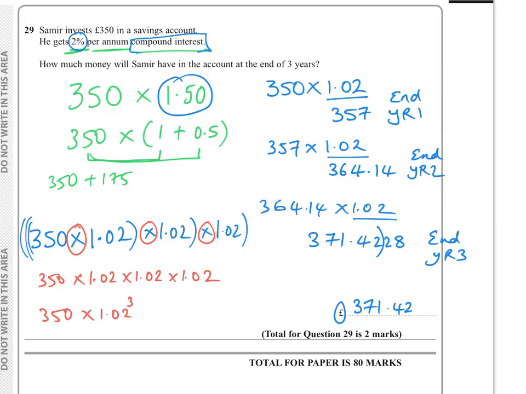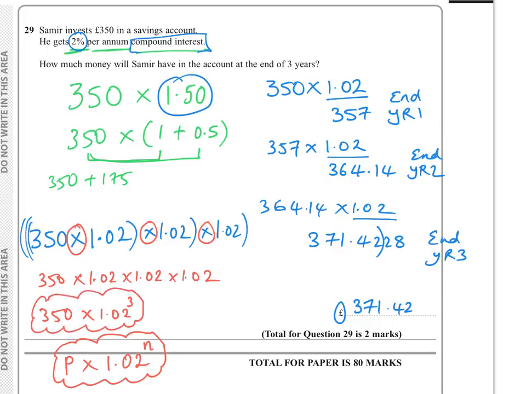So if you have a principal amount and you want to times it by an interest rate of 2% for a number of years, that's exactly what you do, and that would be a really short way of doing it on your calculator. So if you tried this on your calculator all in one go and rounded it, this is what you would get.